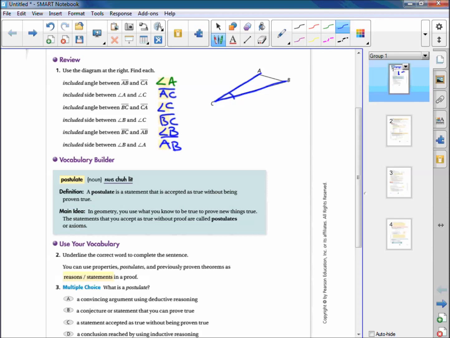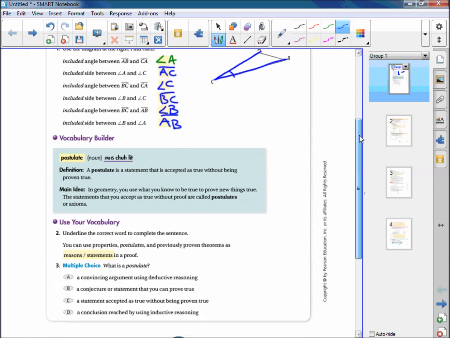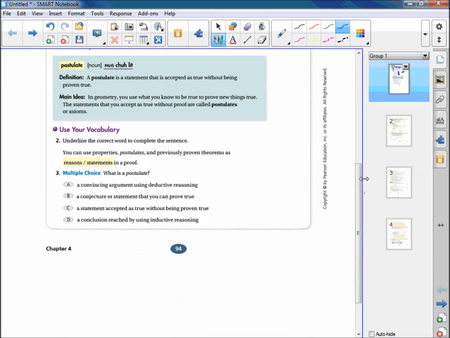Okay. All right. Vocabulary builder. Postulate. So a postulate is a statement that is accepted as true without being proven true. So remember, we have no way of proving these things, but we need them to do other stuff. So one postulate, for instance, that we learned back in chapter 1 was between any two points, there's exactly one line. We were unable to prove it, but we all know that that's true. So we assume it's true, then we can build on it and use it as a reason in a proof or a statement.